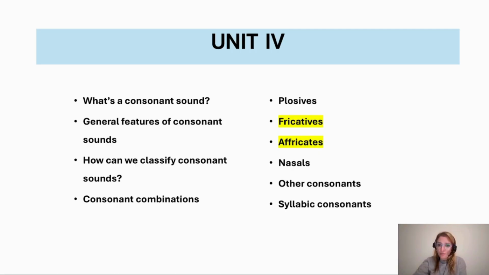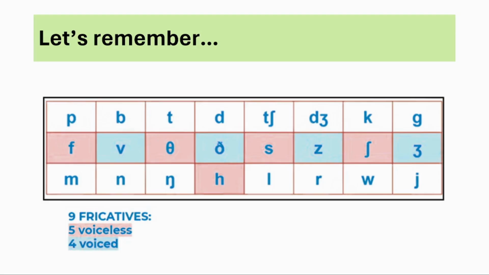So the first group was plosive sounds. Today, we're going to discuss the characteristics of fricative sounds and affricate sounds. So let's start with fricative consonants. So let's remember what we know about these consonant sounds.